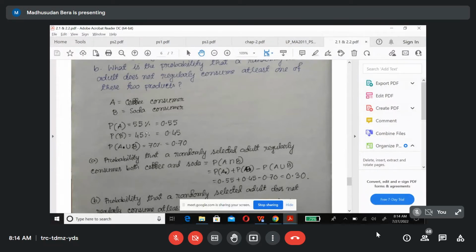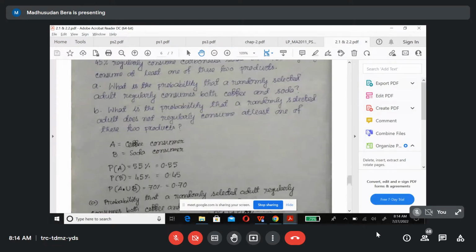These three things are okay. Now the first thing we have to find is the probability that a randomly selected adult regularly consumes both coffee and soda. Both coffee and soda means A intersection B. P(A) is given, P(B) is given, P(A union B) is given, and we have to find P(A intersection B).